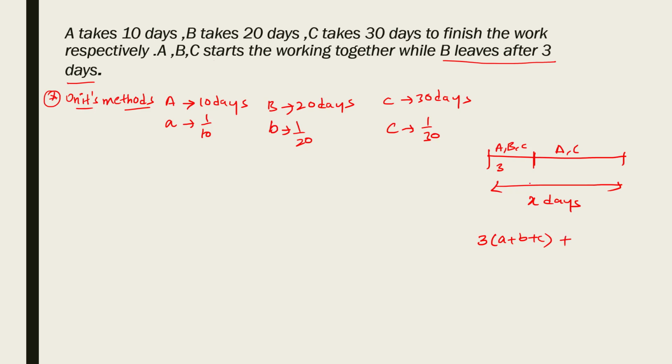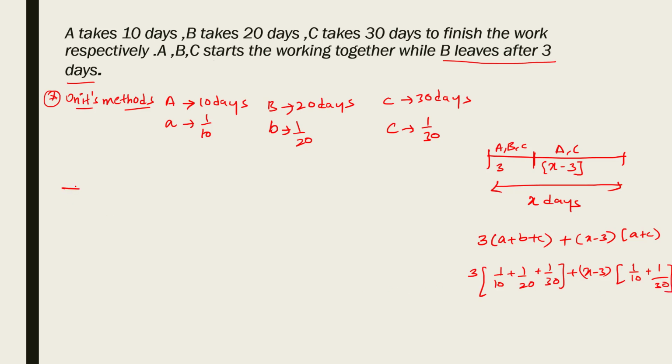And next, A and C are working for the remaining days. What is the remaining time? It is X minus 3, because I am considering the total as X. So it is X minus 3, both A and C are working, so it will be A plus C. So 3 into (1 by 10 plus 1 by 20 plus 1 by 30) plus (X minus 3) of (1 by 10 plus 1 by 30).